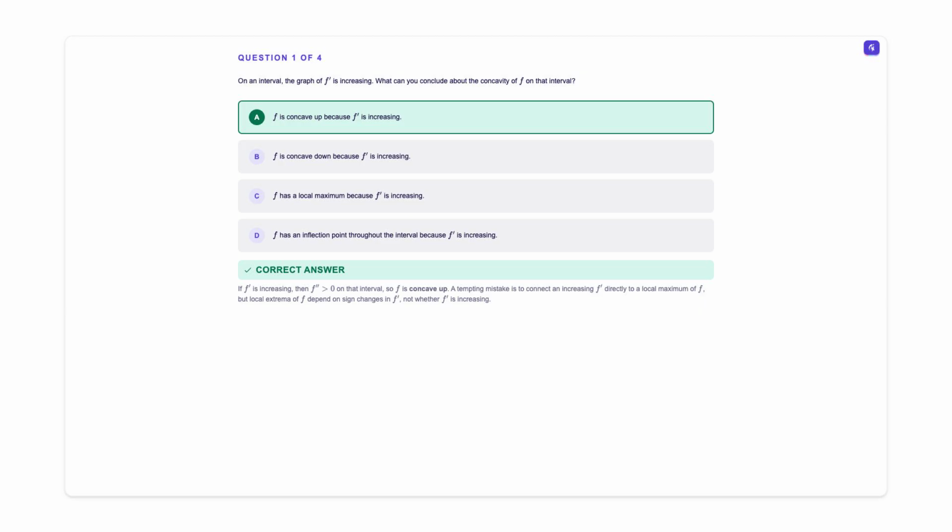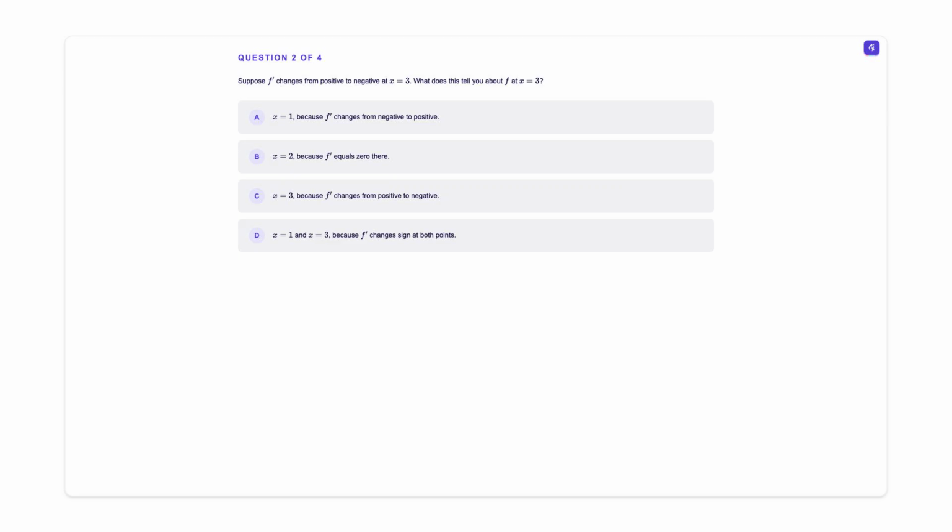If f prime is increasing, then f double prime is positive on that interval, so f is concave up. A tempting mistake is to connect an increasing f prime directly to a local maximum of f, but local extrema of f depend on sign changes in f prime, not whether f prime is increasing. The derivative f prime changes from positive to negative at x equals 3. What does that tell you about f at x equals 3?